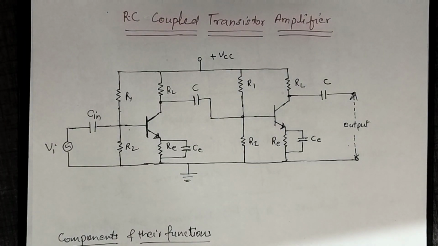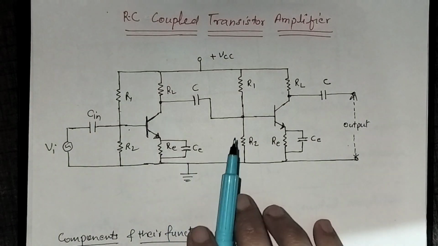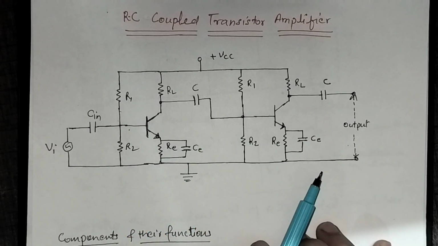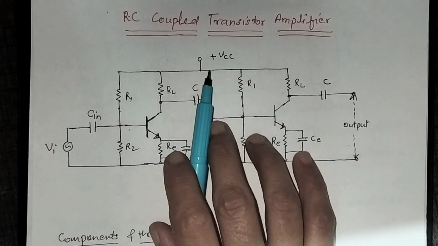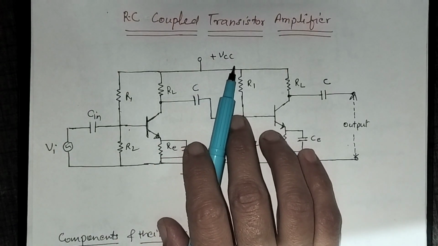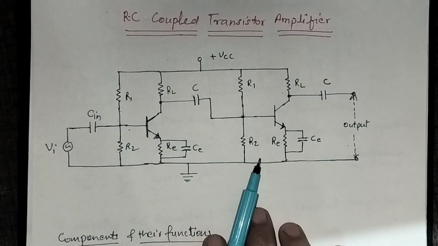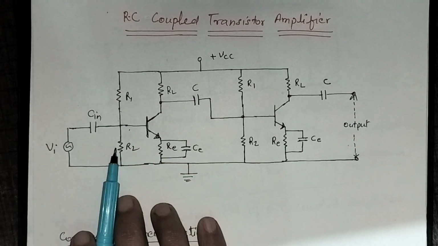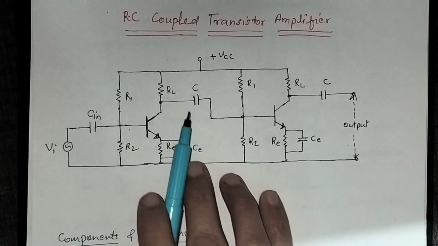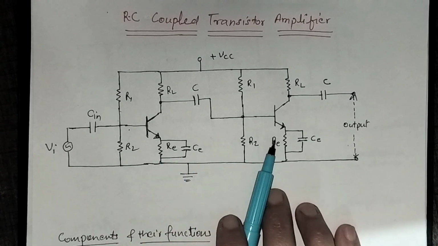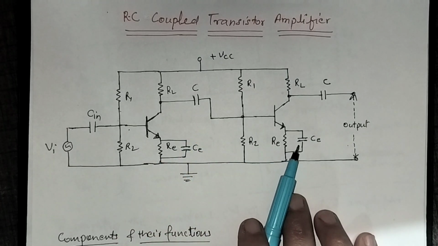Here we will discuss the RC coupled transistor amplifier. In this amplifier, two identical transistors in CE configuration are used, and both stages are connected to a common power supply VCC. It is called an RC coupled transistor amplifier because the first stage is coupled to the second stage through this capacitor C and the shunt resistor R2. That's why it is called an RC coupled transistor amplifier.